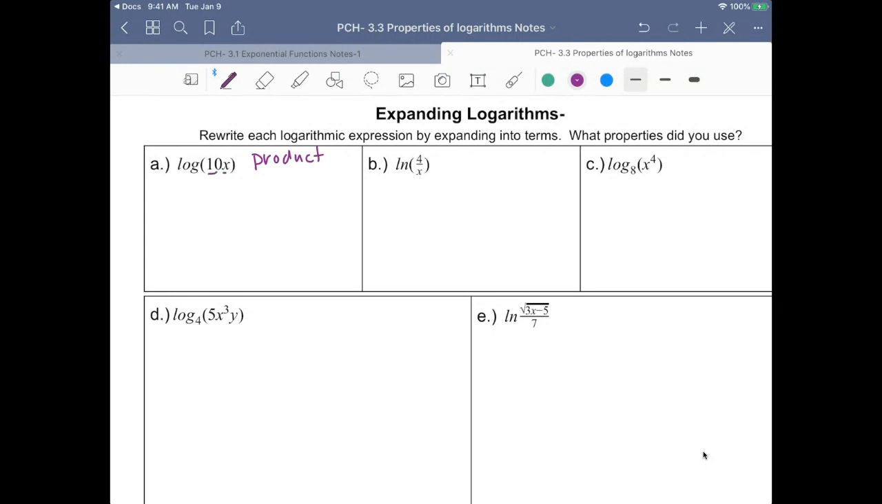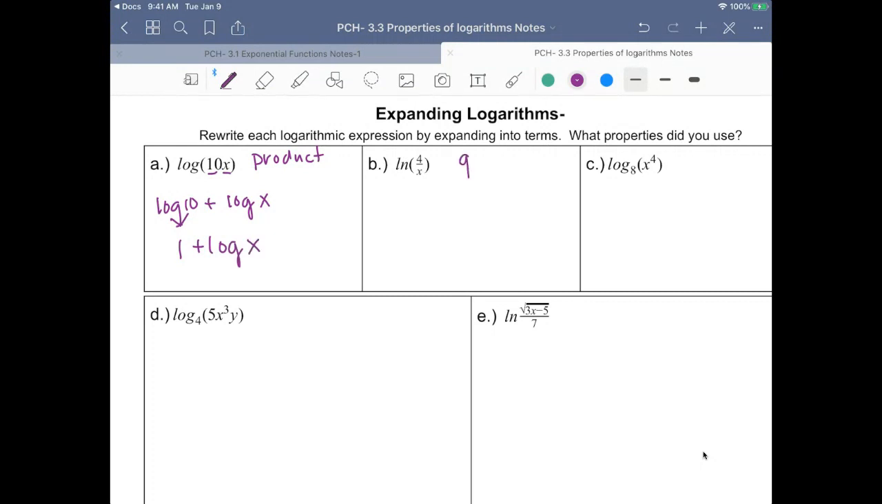I have a times x, so log base 10 of 10 plus log of x. What is log base 10 of 10? That is 1. 10 to the first power gives you 10. So 1 plus log of x.